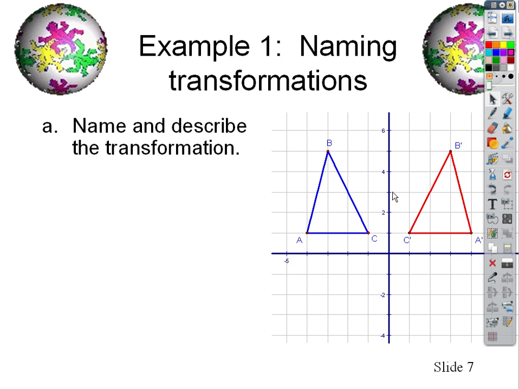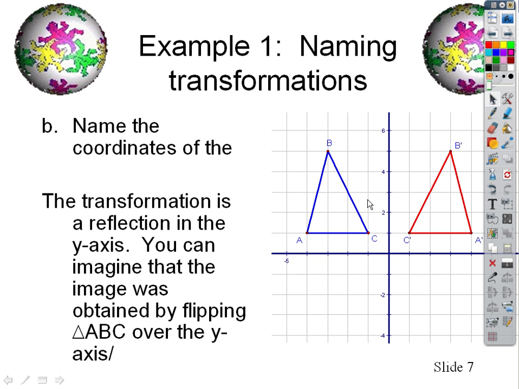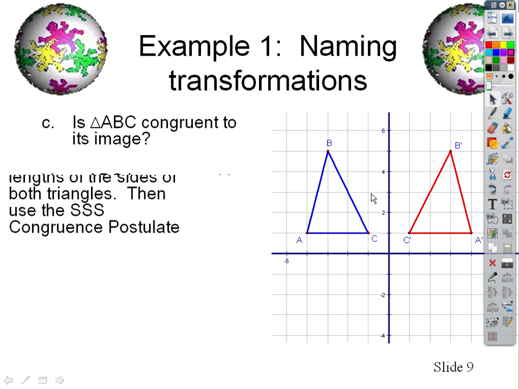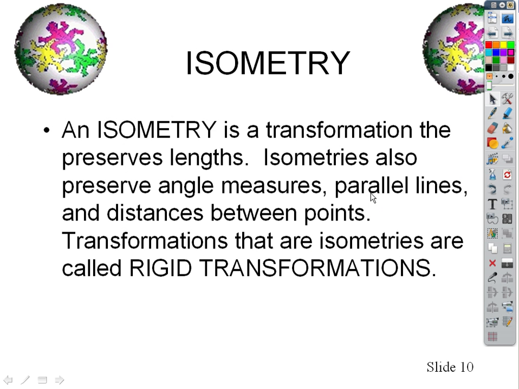Okay? So we can skip through that. We just did that. Okay, there's the word: isometry. Isometry is just a shorter word for rigid transformation. What does that mean? It says exactly what it means.